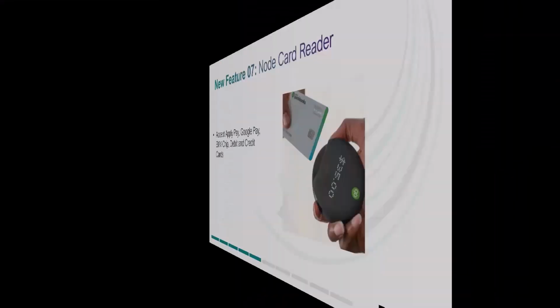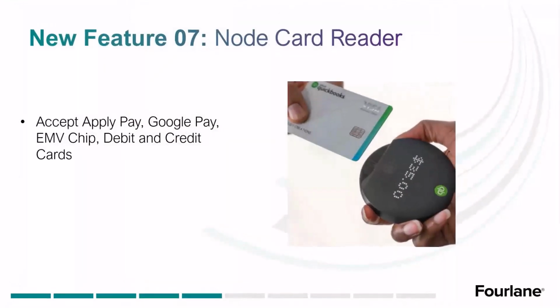Another new feature is they added the Node card reader, right? So it accepts Apple Pay, Google Pay, and this is in all versions of QuickBooks Desktop. The Cashflow Hub, the Payment Link, and this are in all versions of QuickBooks Desktop. So you can accept Apple Pay, Google Pay, EMV chip, debit and credit cards. You go to the customer sales receipt, or I'm sorry, receive payments, and then it'll pull up and you can do contactless pay here.